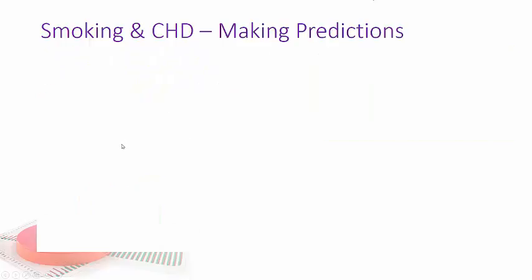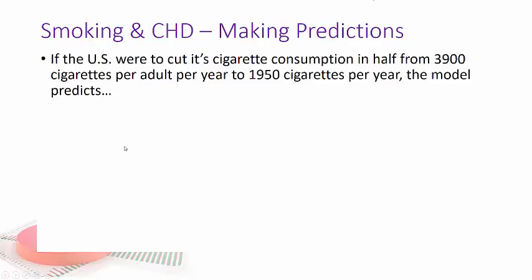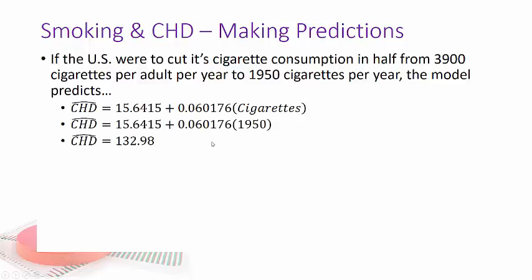Okay, we can also make predictions. So if the U.S. were to cut its cigarette consumption in half, from 3,900 cigarettes per adult per year to 1,950 cigarettes per adult per year, what does the model predict? So this is not R squared, we're just trying to make a prediction here. Basically I'm going to pull up the equation we had last time, and I'm going to stick in 1950 instead of 3,900. And I get a value of 132.98.